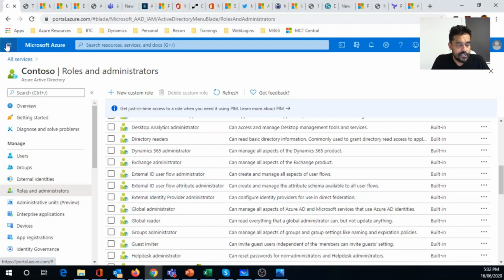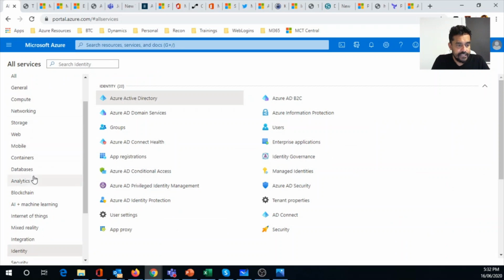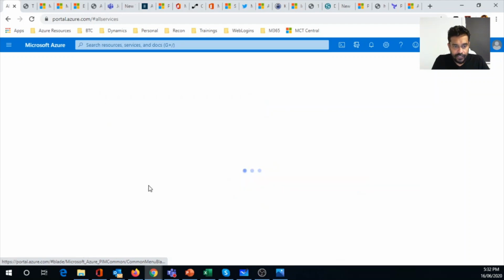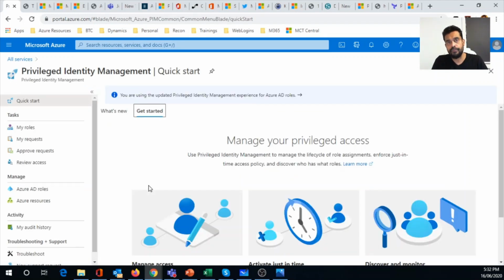If you go into All services in the Microsoft Azure console, and under Identity, you should see Microsoft Azure AD Privileged Identity Management. I'm going to click on that. Also remember, this is part of Azure Active Directory Premium Plan 2. So you need a Premium Plan 2 subscription of Microsoft Azure AD to access Privileged Identity Management. But there are certain other subscriptions, like Microsoft 365 E5, that offer it, because as part of a Microsoft 365 E5 license, you get Azure AD Plan 2.